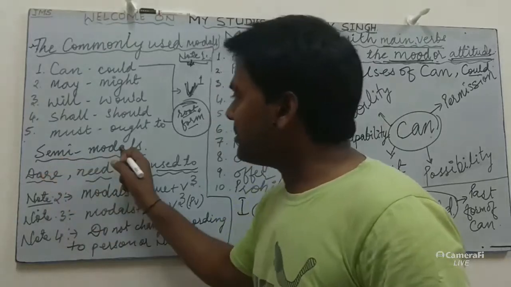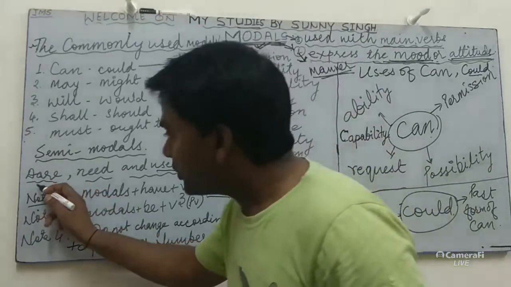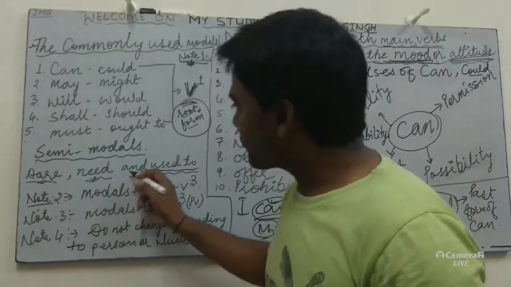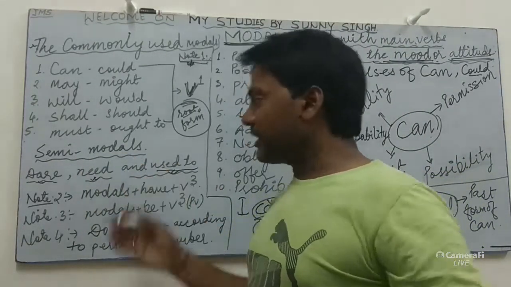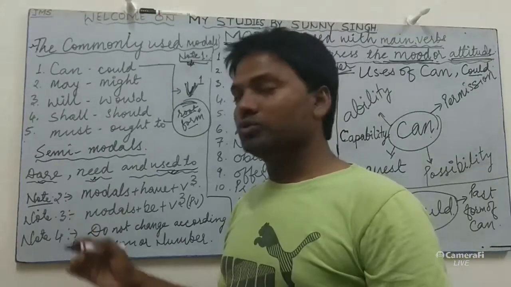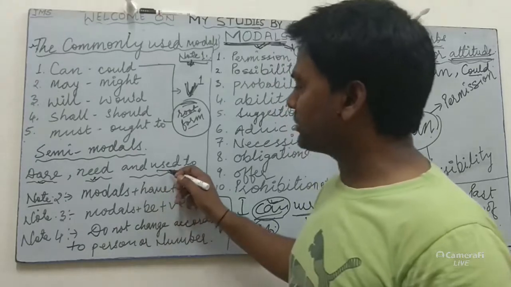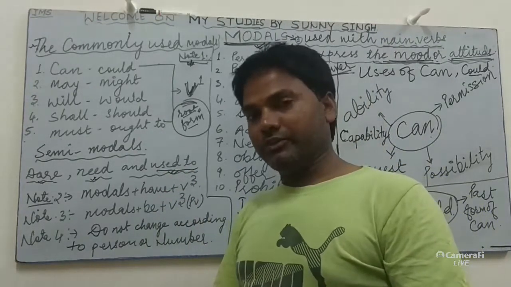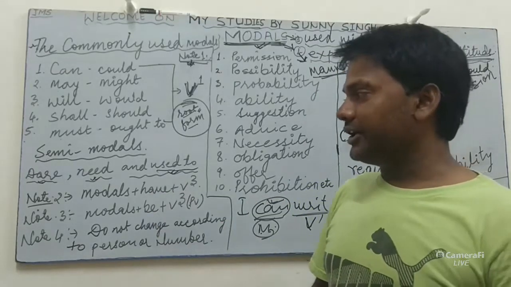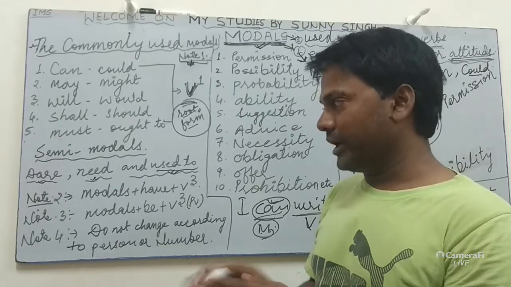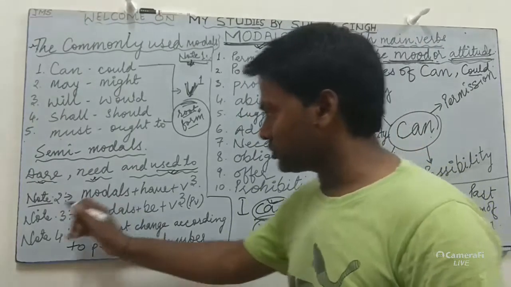Guys, after these 10, means these 5 and these 5, the rest 3 modal auxiliaries are called semi modals. Why are they called semi modals and what are they? Let's find out. Dare, need, and used to are called semi modals because they are partially used as modals in a sentence or partially used as main verbs in a sentence, which I have already described with examples in my previous videos. Why are they used as main verbs and why are they used as modal auxiliary verbs? You can watch them if you have not watched.